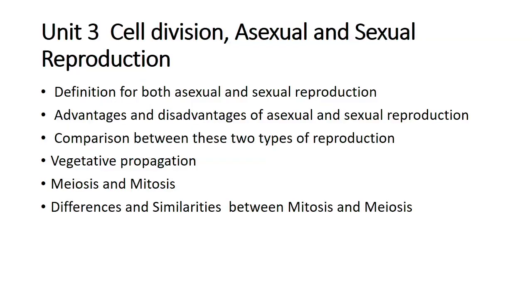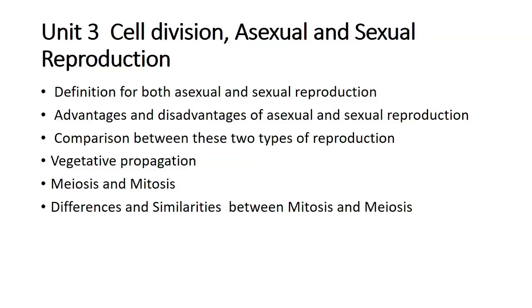In contrast, sexual reproduction is whereby you need 2 parents for an offspring to be formed, unlike in asexual reproduction, where you need only 1 parent. The advantages and the disadvantages of asexual reproduction are clearly stated there.